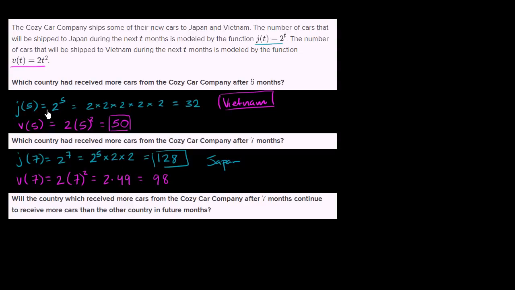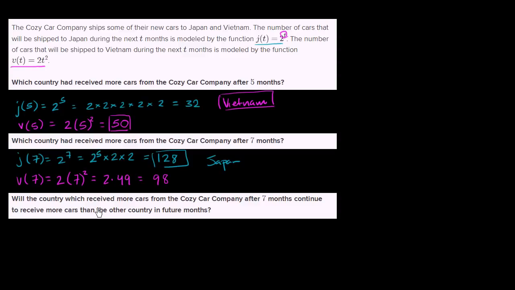And so this is interesting. We see that the exponential function, notice, where you have the t as the exponent, that although it might start off a little bit slower than what's essentially a quadratic function, when you have something squared, it starts off slower. After 5 months, you would have shipped fewer cars than using the quadratic model right over here. But then it more than catches up, and it starts to increase at a faster and faster rate. And even by 7 months, it's able to pass up the quadratic function.